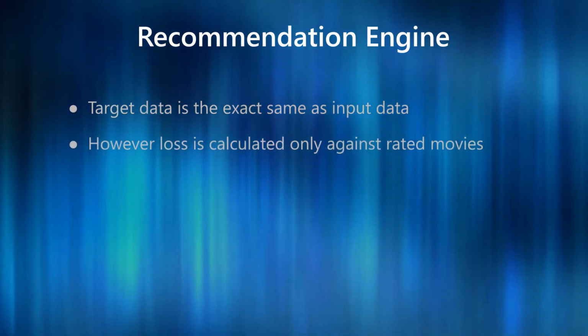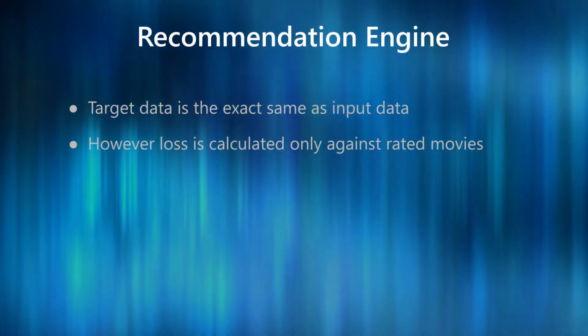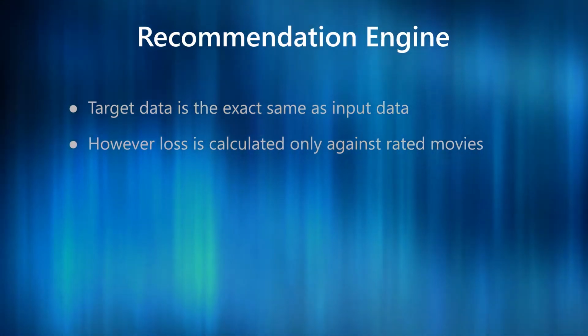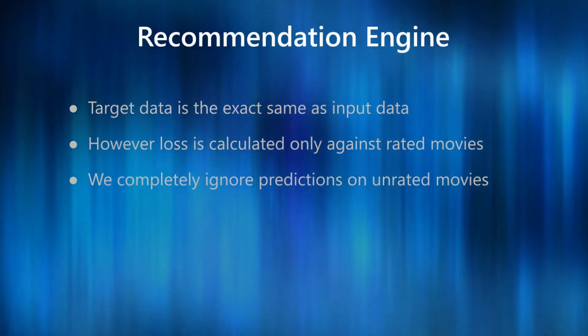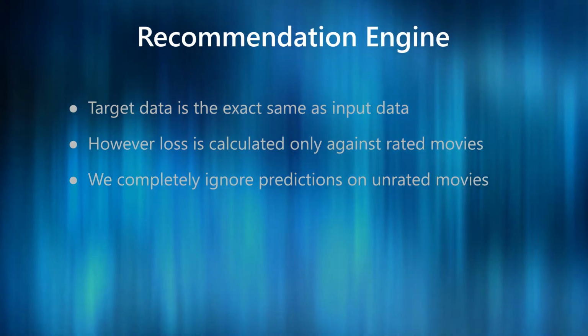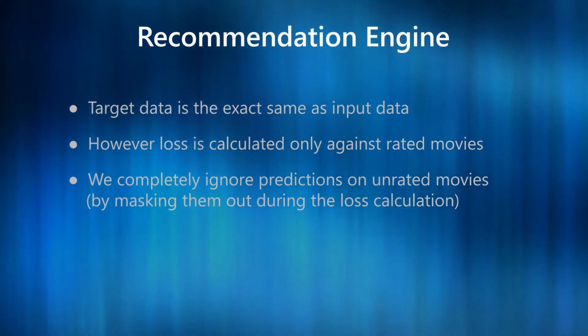However, as each user has only rated a small portion of a large catalog of movies, we only calculate loss based on the movies the user has actually rated. In other words, during training, we completely ignore the predictions that the network makes on unrated movies. We do this by masking them out during the loss calculation.